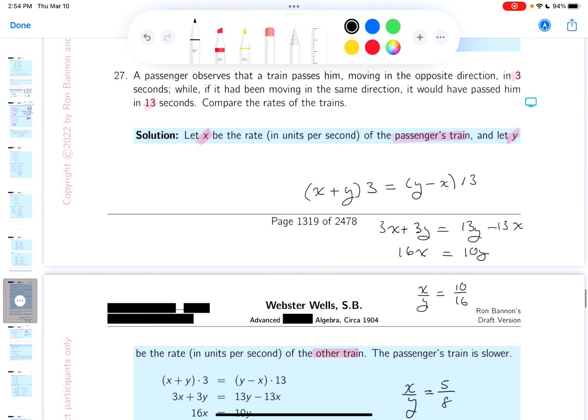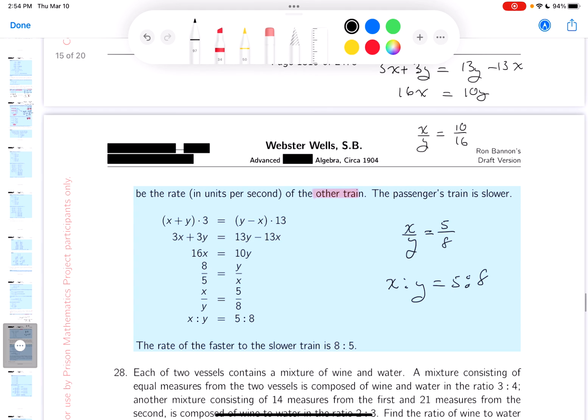Compare the rates of trains. We did that. We specified what the rates of the trains were. That's an interesting question, I thought.